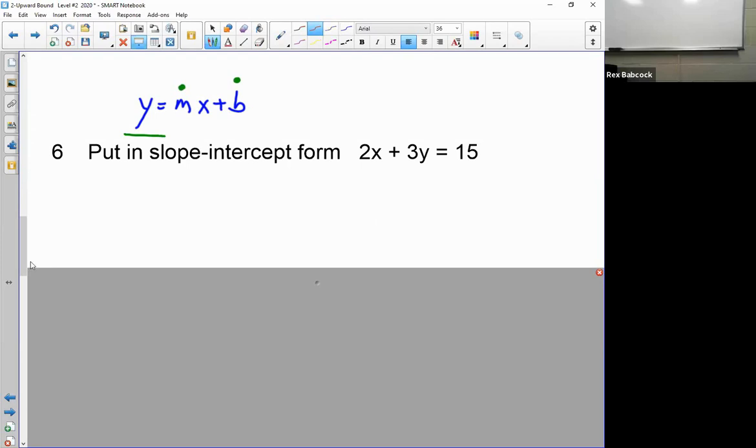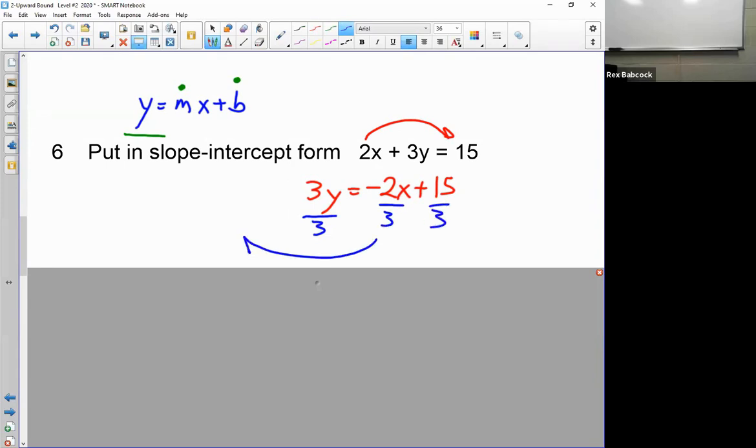The first thing I'm going to do is put 2x on the other side by subtraction. So I have 3y equals a minus 2x. You change sides, you change signs. Then I'm going to divide everything by 3. Three over 3 is 1y, that's what I wanted, equals a minus 2/3 of x plus 5.